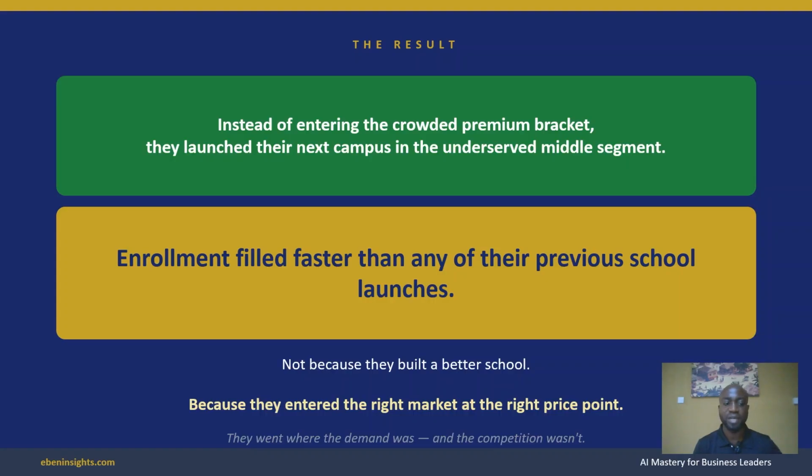The school group realized they were about to enter the most competitive segment while ignoring a much larger underserved market. So they changed their direction. Instead of launching another premium school, they targeted the upper middle segment. The result was one of their fastest enrollments ever. And that's not because they built a dramatically better school. It's not because they have a larger marketing budget. It is because they entered the right segment at the right price point.